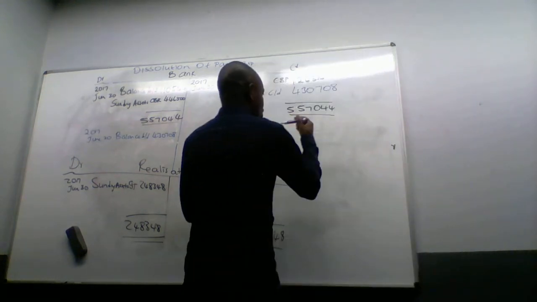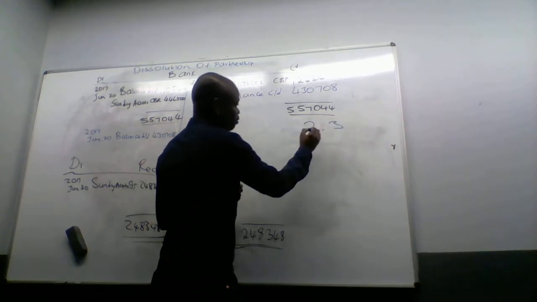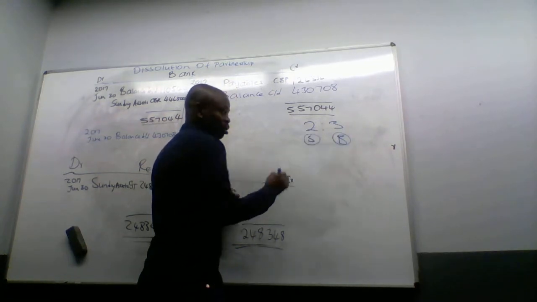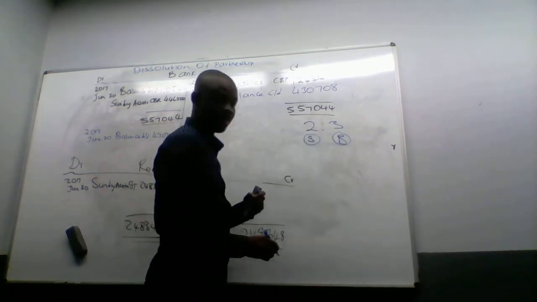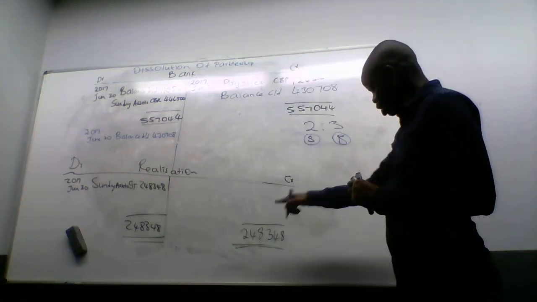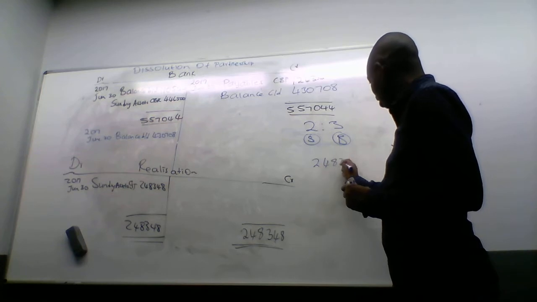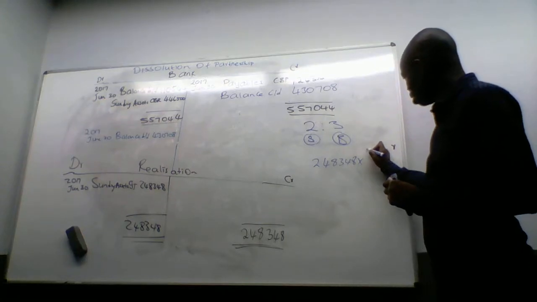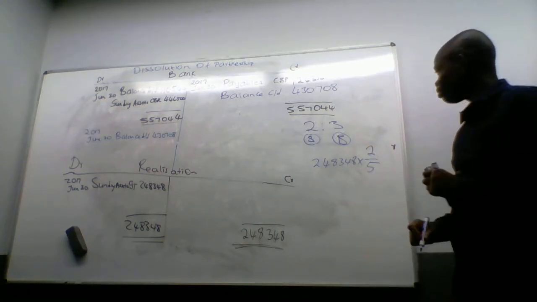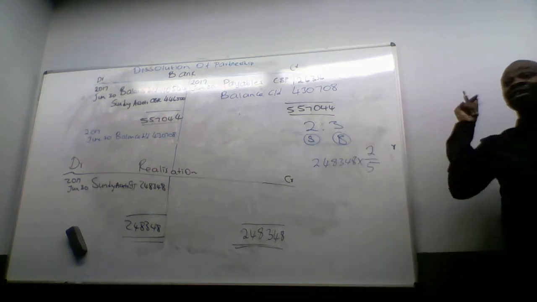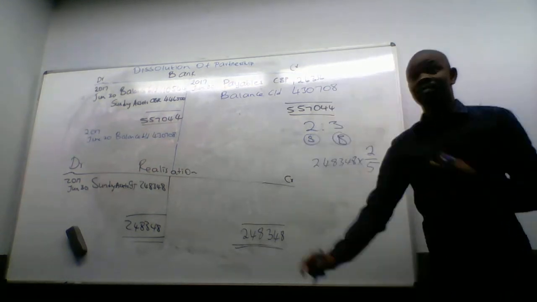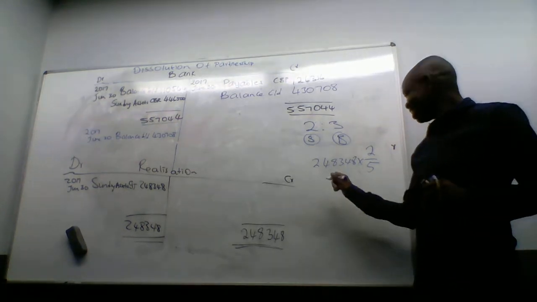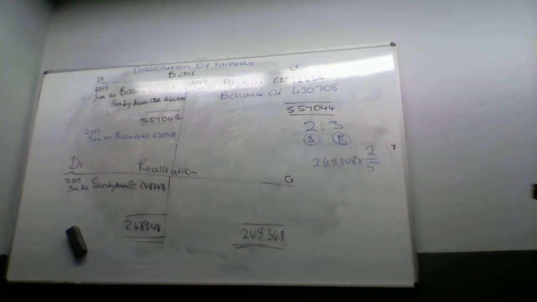The ratio is 2 is to 3. This is for Stay, this is for B. So S and B. So we need to say 2 over 5, because 2 plus 3, I'm telling you, you can take a calculator, is 5. I'm sure. Yes. How much?